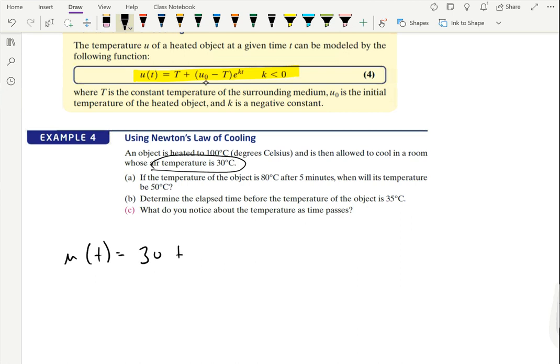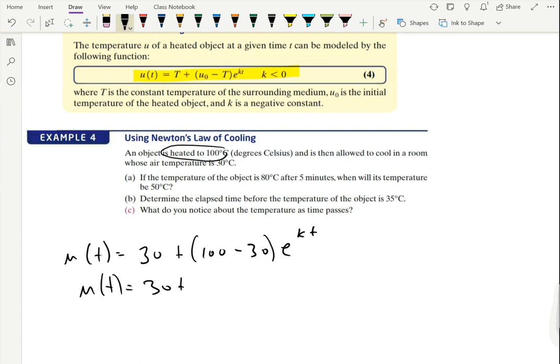Plus, then U sub 0, what does it say U sub 0 is? That's the initial temperature of the heated object. So how much do we heat this object up to? Well, it's heated up to 100 degrees. So that's the initial temperature, minus capital T, so minus 30, times e to the kt. What this is telling us is that our surrounding medium is 30 degrees, and we've got a differential here of 70 degrees. So if I do this calculation, that's going to be 70 times e to the kt.